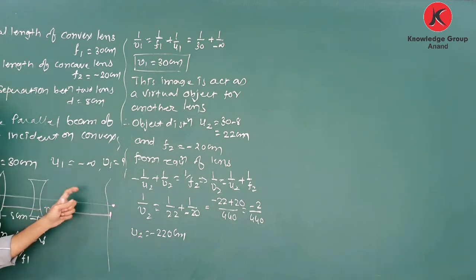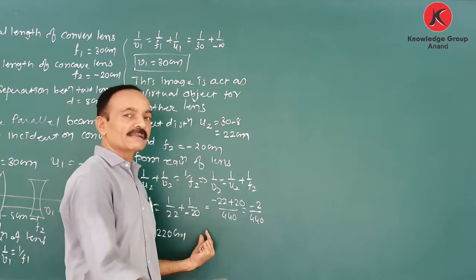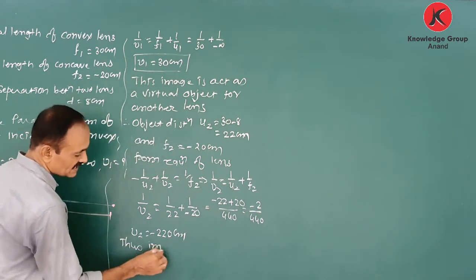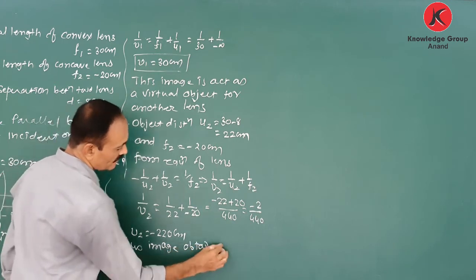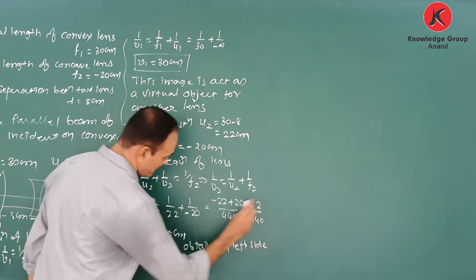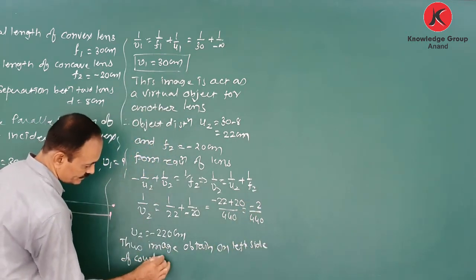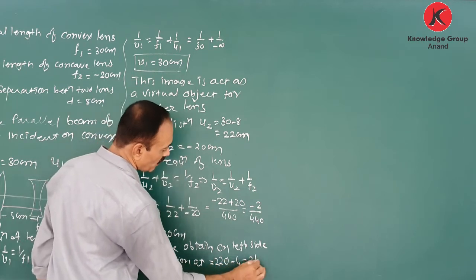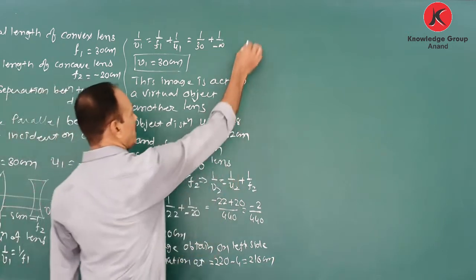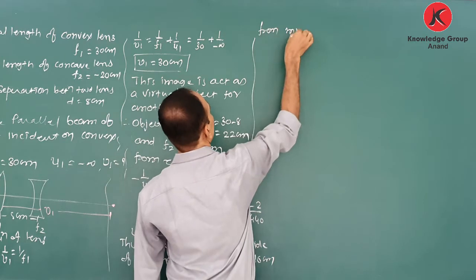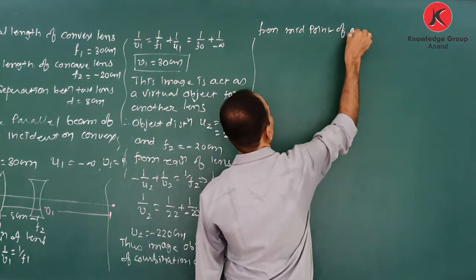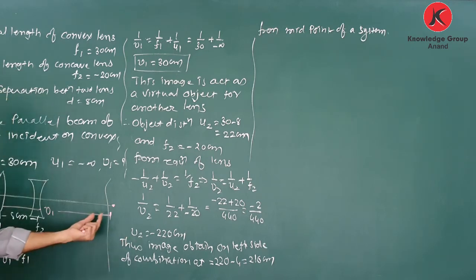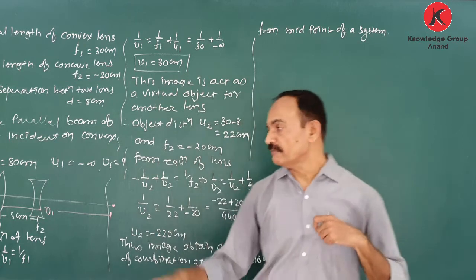Thus, the final image due to this combination is negative. That means the image is obtained on the left side of the combination, at 220 minus 4, that means 216 centimeter from the midpoint of the system. So that is the first part, when the parallel beam of light is incident first on the convex lens.